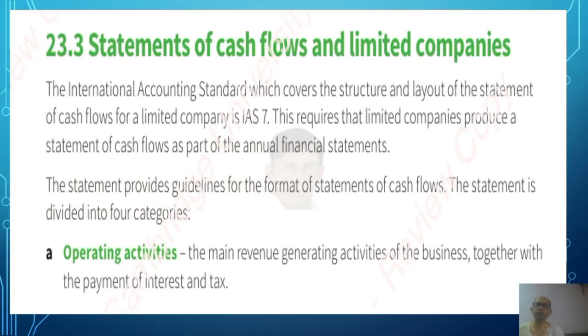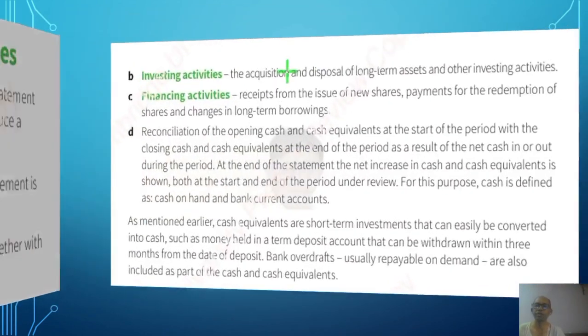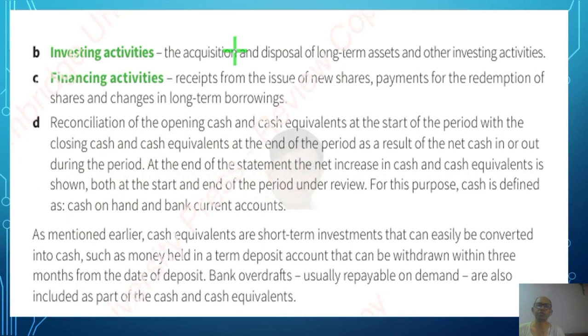Statement of cash flows and limited companies. The International Accounting Standard which covers the structure and layout of the statement of cash flows for limited companies is IAS 7. This requires that limited companies produce a statement of cash flows as part of the annual financial statements. The standard provides guidelines for the format of the statement of cash flows. This statement is divided into 4 categories. Operating activities, the main revenue generating activities of the business together with the payment of interest and tax. Investing activities, the acquisition and disposal of long-term assets and other investing activities. Financing activities, receipts from the issue of new shares, payment for the redemption of shares and changes in long-term borrowings.